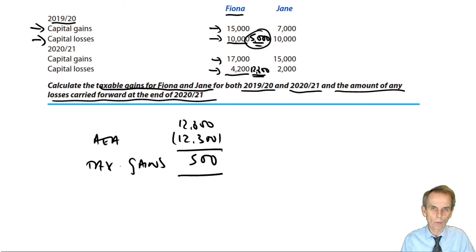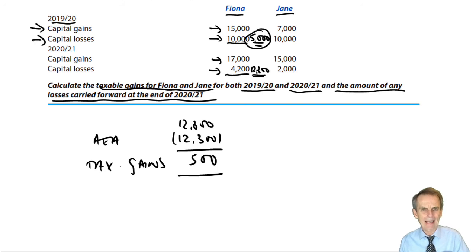There is no residential property. There are no assets that rank for either business asset disposal relief or investors relief. More of those reliefs, of course, in Chapter 14. On therefore to Jane now.